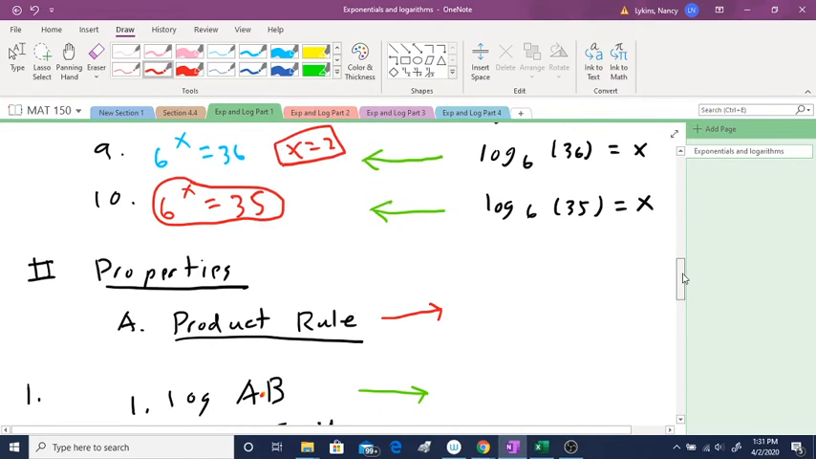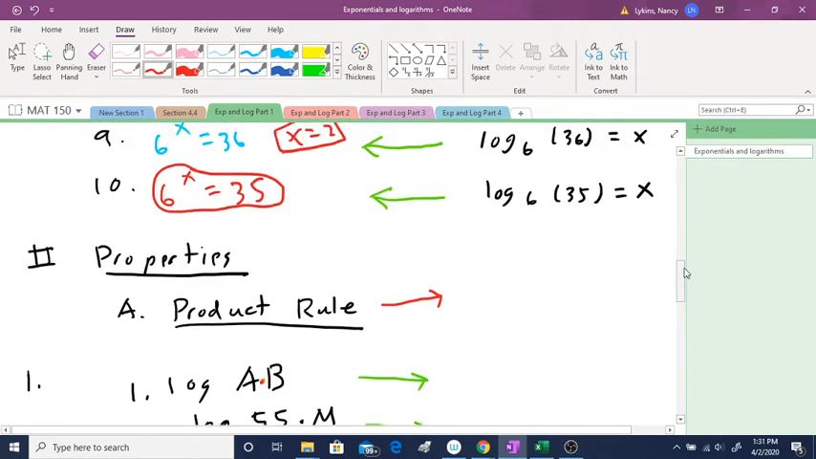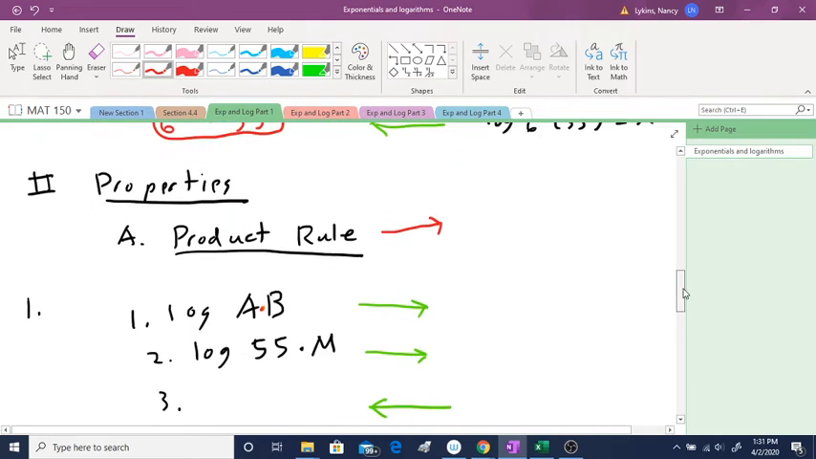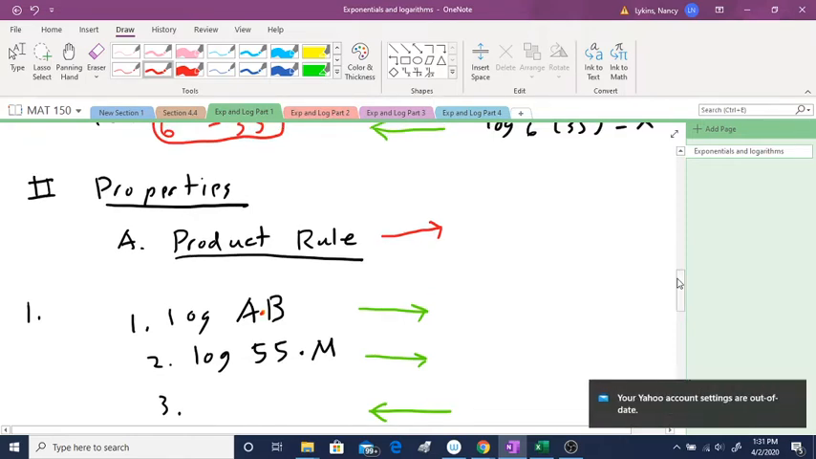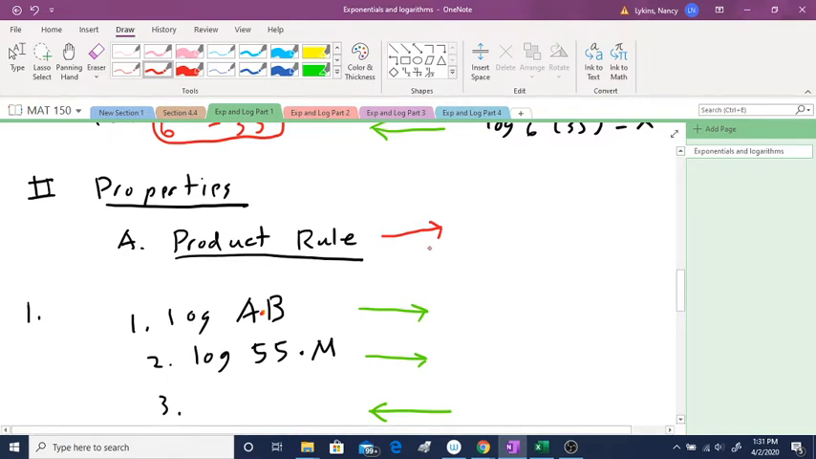But now we're going to have to go over some properties. There are 3 properties I'm going to introduce. One is the product rule, and then I'm going to talk about the quotient rule. And then finally, I'm going to talk about the power rule.